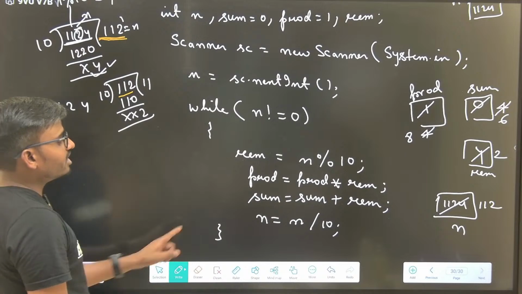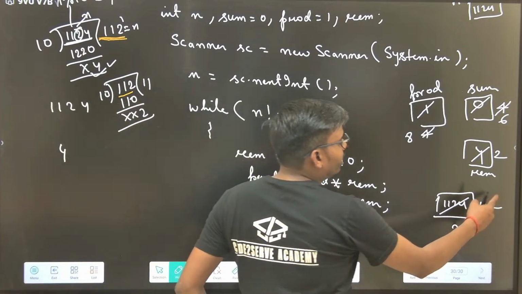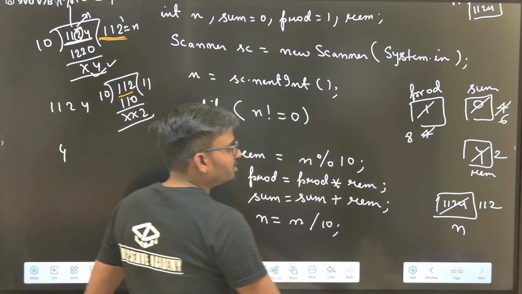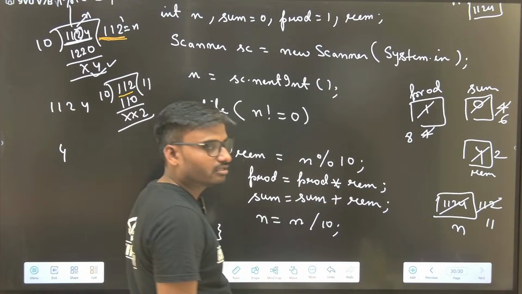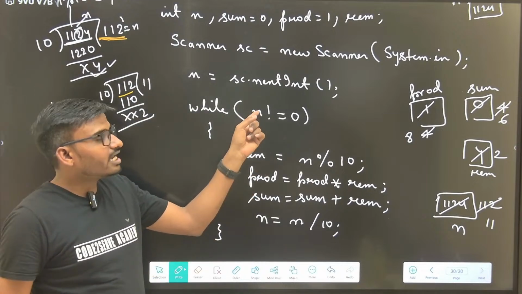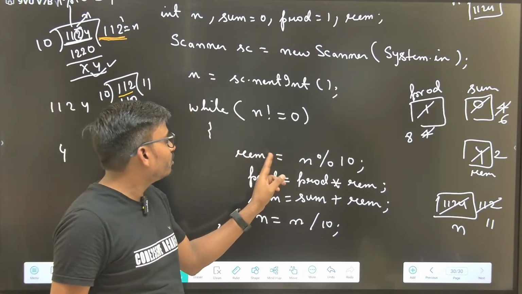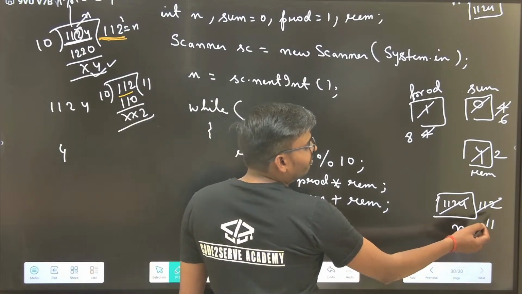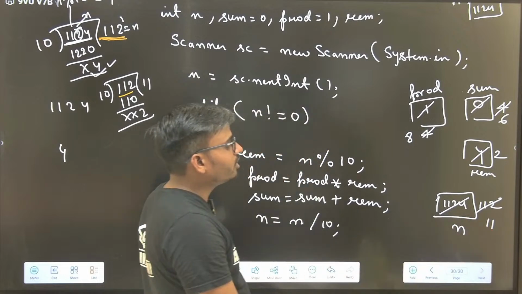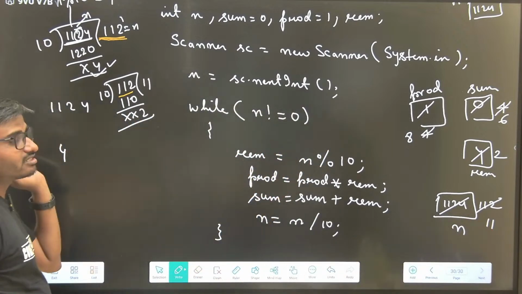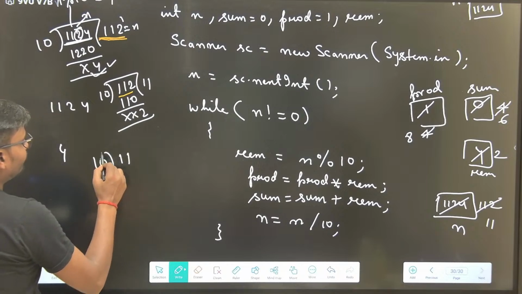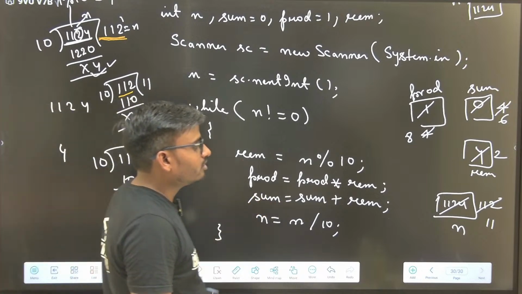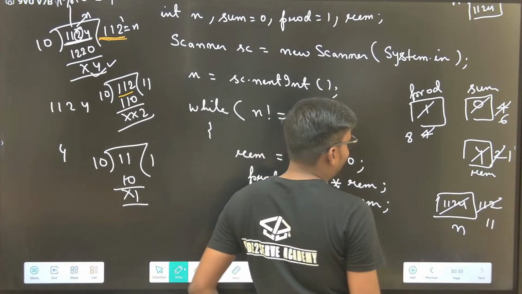Got it? Now we are saying n is equal to n divided by 10. If you again divide it by 10, what quotient are you getting? 11. This time you will get 11. All right. Next, again n is still not 0. So we'll check remainder is equal to n modulus 10. If you divide 11 by 10, you get 1 as the remainder. So in this case, remainder will be 1.